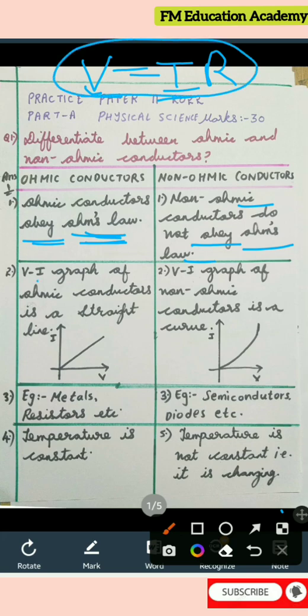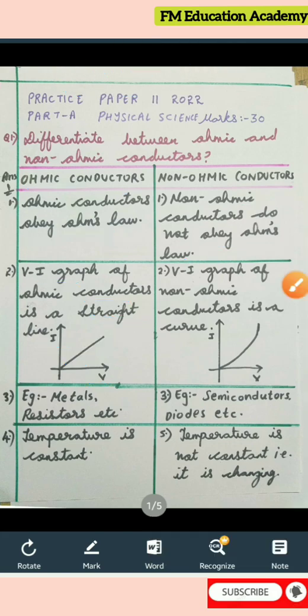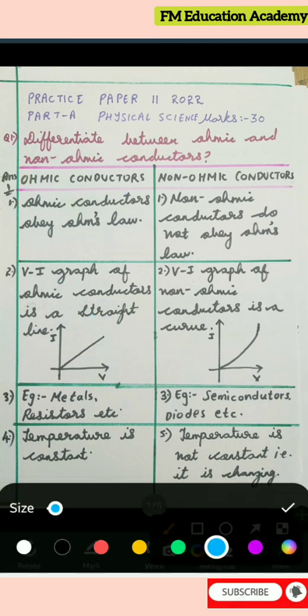Then second point which we can say for ohmic conductors is the voltage versus current graph of ohmic conductors is a straight line. It means that as the voltage is increasing, current is also increasing for ohmic conductors, whereas for non-ohmic conductors the VI graph is a curve. It is not a straight line. You can see here it is a curve. Means as the voltage is increasing, current will not increase, it will decrease. Okay, so it is a curve for non-ohmic conductors.